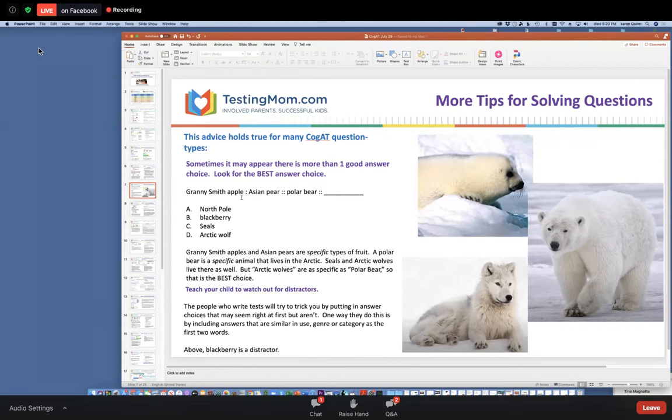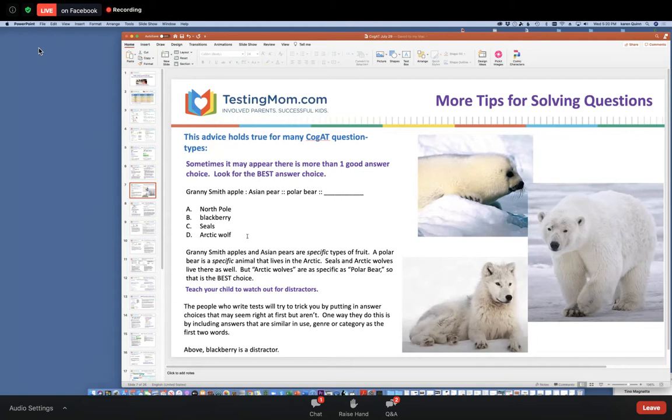Well, really, polar bears are animals that live in the Arctic. And these are both different types of fruit. But we don't have another bear, but we do have two animals that do live in the Arctic. So either one of these potentially could be the answer. But you see how specific these fruit descriptors are. Granny Smith apples, Asian pears, polar bear. We're looking for a very specific type of animal that lives in the Arctic, and that would be the Arctic wolf. So that is our best choice.